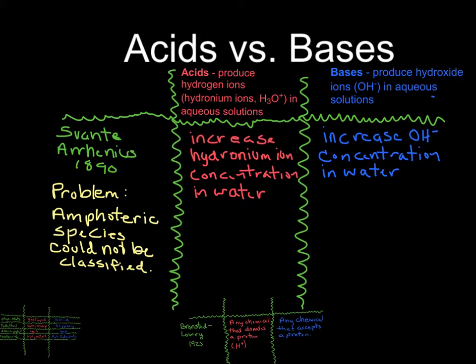This looks a lot like the definitions that I have typed up above, and in fact they're one and the same. The problem that Arrhenius had with these two basic definitions is that our amphoteric species could not be classified. So what is an amphoteric species? An amphoteric species is a chemical that can act as an acid and a base. Water is one of those types of chemicals. Water can act as an acid or a base. It depends on what it's reacting with.